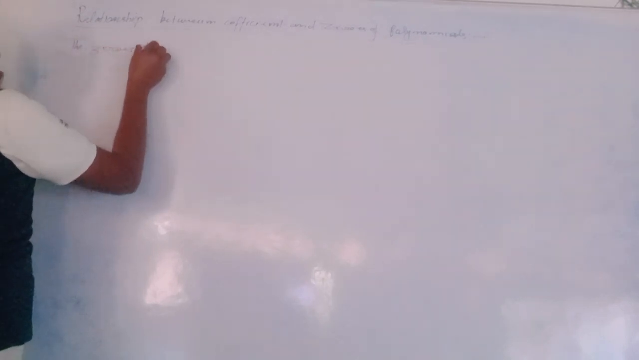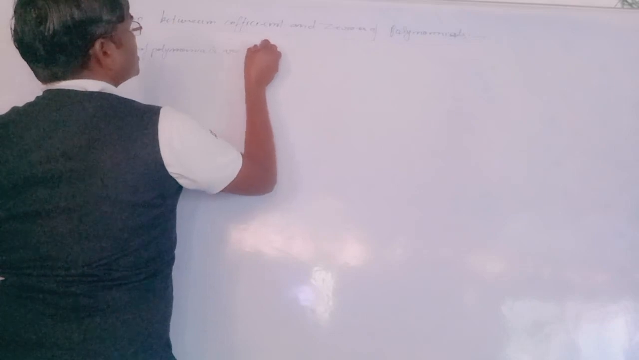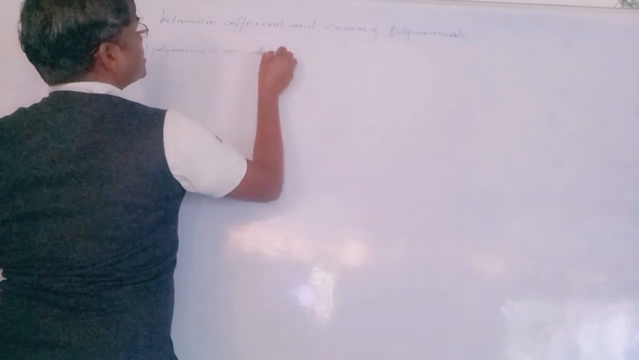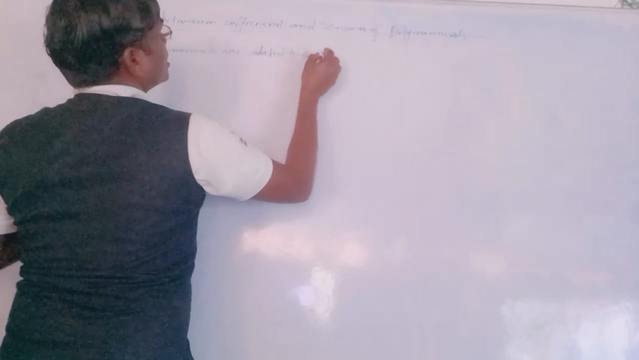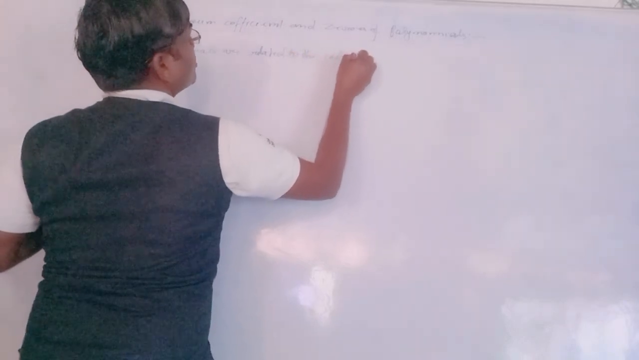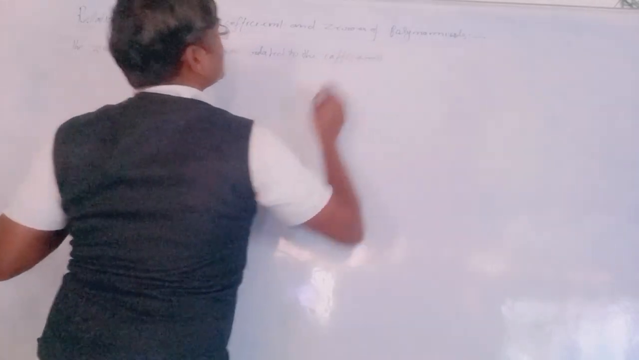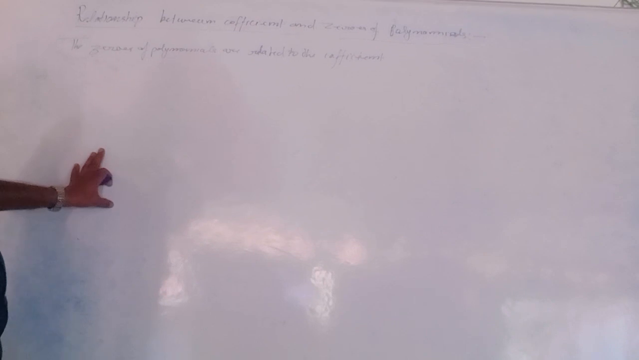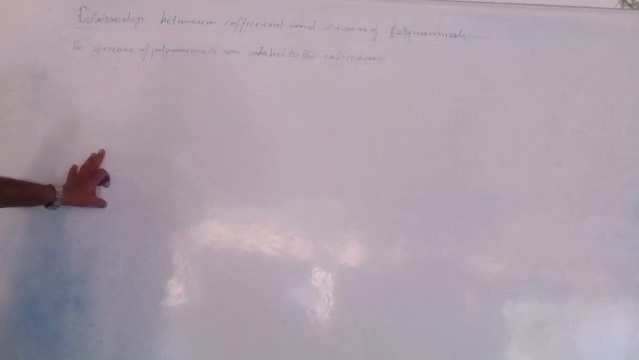The zeros of polynomials are related to the coefficients. Okay, related to the coefficients. Now we will try to find out the relationship for linear polynomials.